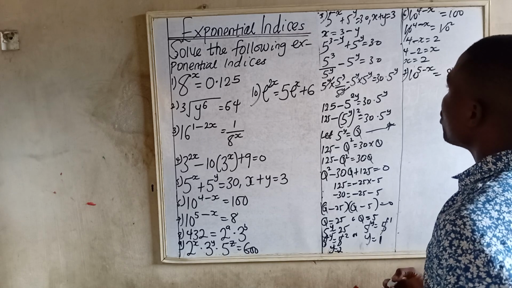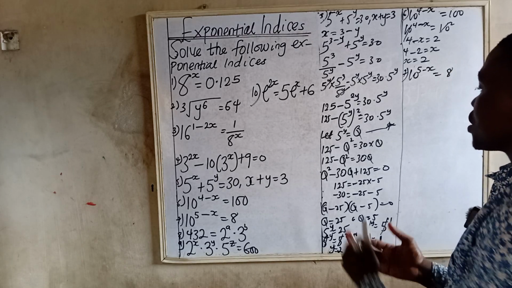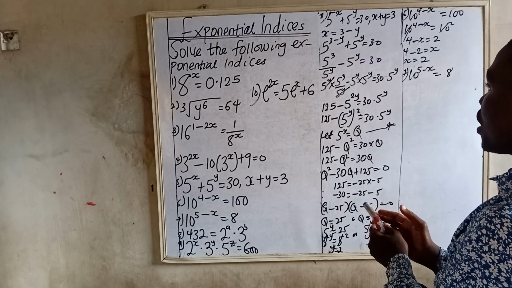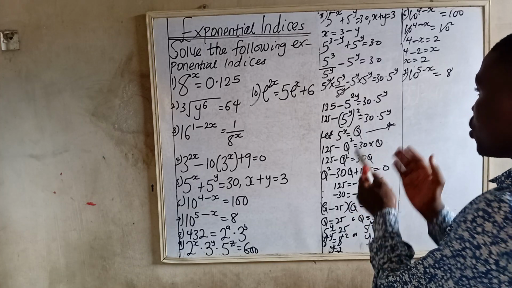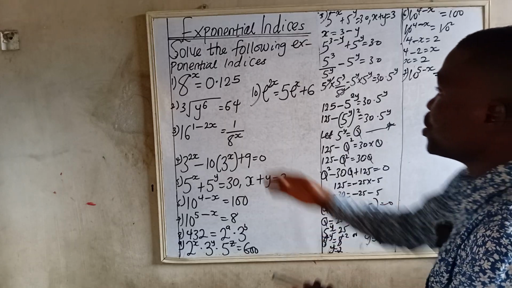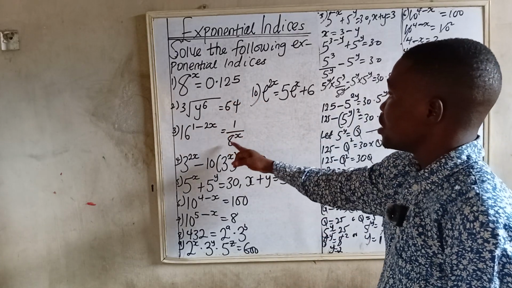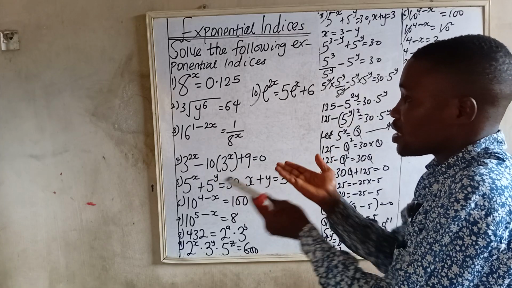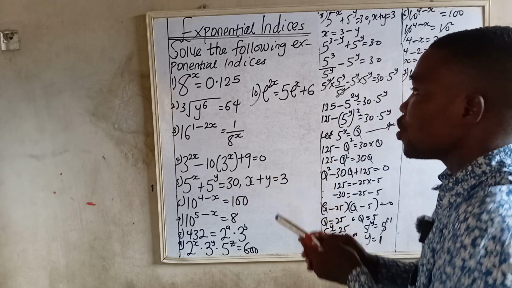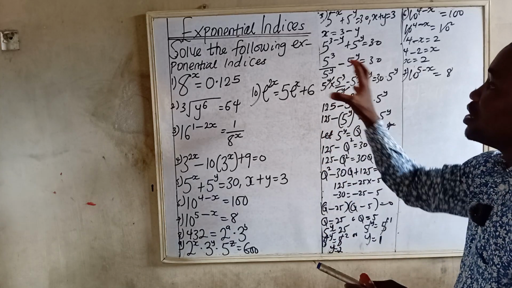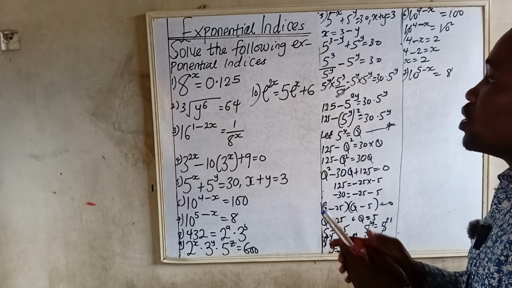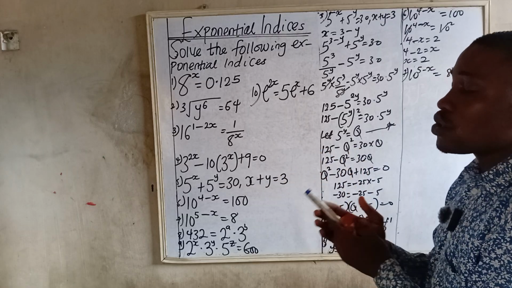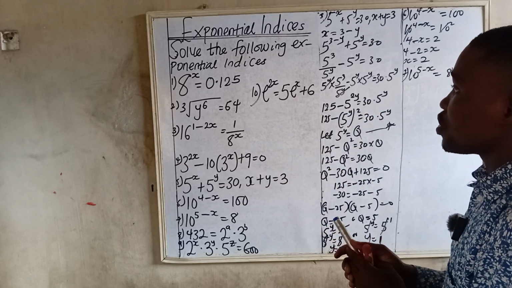Number 7, we have 10 to the power 5 minus x is equal to what? Now, if you notice, since morning we have been trying to equate the numbers to be of the same base. So whenever you are solving exponential indices, please try to make the base the same number. It will be very, very easy for you to solve.